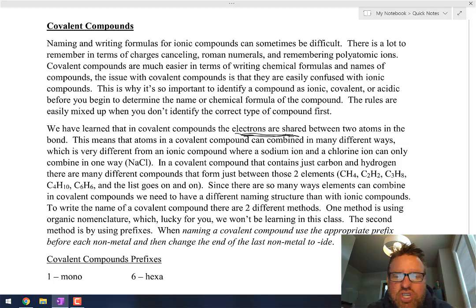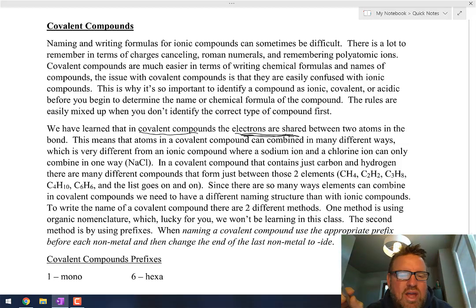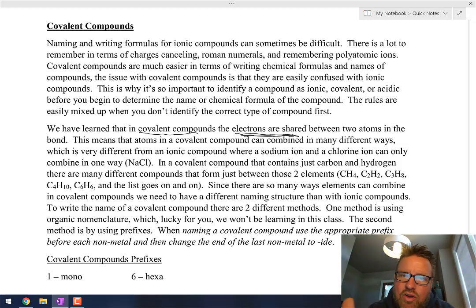Because they're sharing electrons, and it's not just you take that electron, give me that electron, there are thousands and thousands, if not millions upon millions, of different ways that these non-metal compounds, these covalent compounds, can form. With an ionic compound like NaCl, there's only one way that sodium and chlorine can combine. One sodium, one chlorine. But in a covalent compound, because they're non-metals and they're sharing electrons, there's a huge number of different ways that two different elements can combine.